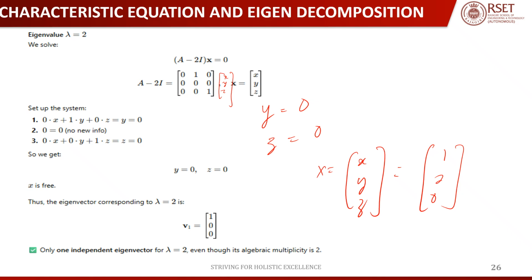In case lambda equal to 2 was a repeated root, it was a 2-times root of the characteristic equation, but in this case you can find only one eigenvector. In the previous case, if the root was repeated 2 times, we were able to get 2 eigenvectors, but in this particular case we are only able to get one eigenvector. So even though the algebraic multiplicity of 2 was 2, there are cases where you get only one eigenvector, and this question is an example of such a case.